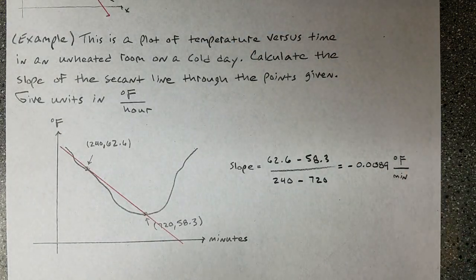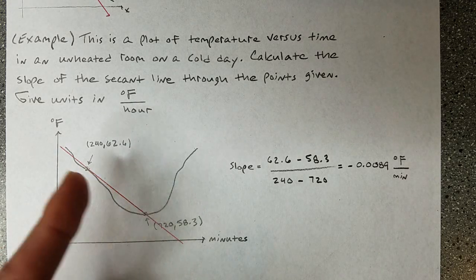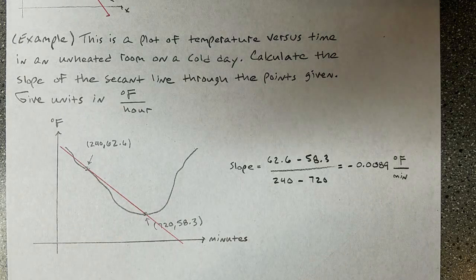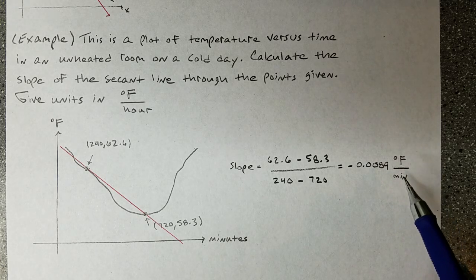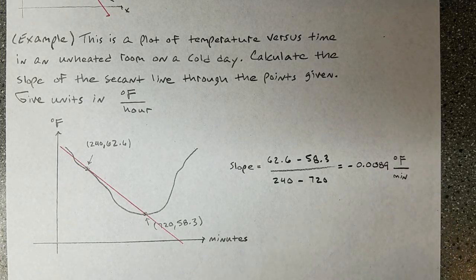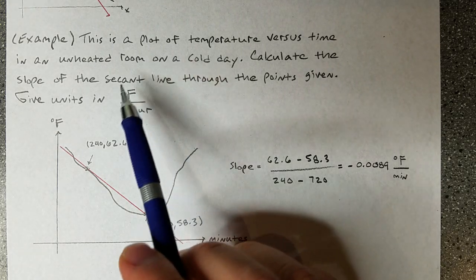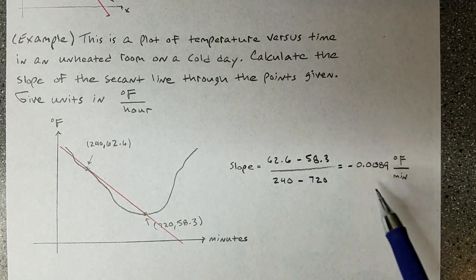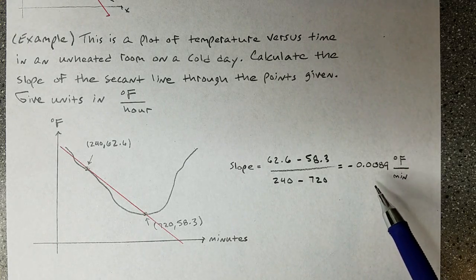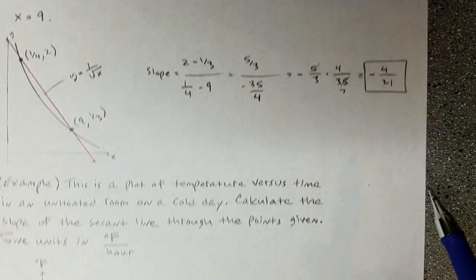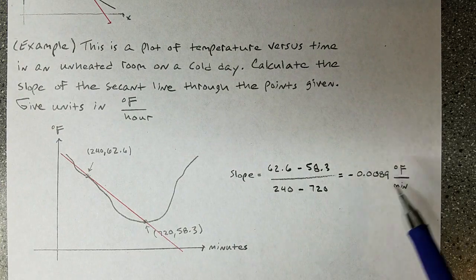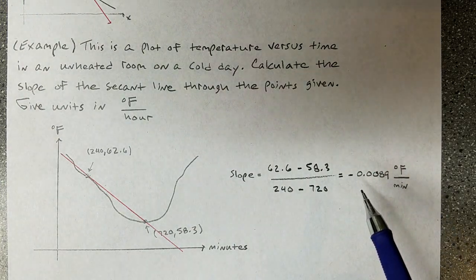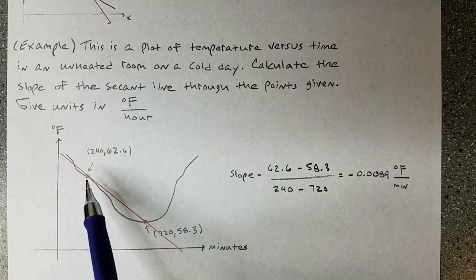So as the temperature was falling between these two moments in time, it was falling 0.0089 degrees Fahrenheit per minute on the average. When I find the slope of the secant line in this example, it's telling me how fast the temperature is falling. There's a meaning to the number. For the other problem, that number doesn't really have that meaning. But when there are units, such as in this example, then it means something. That number is how fast the temperature is falling on average between this time and that time.